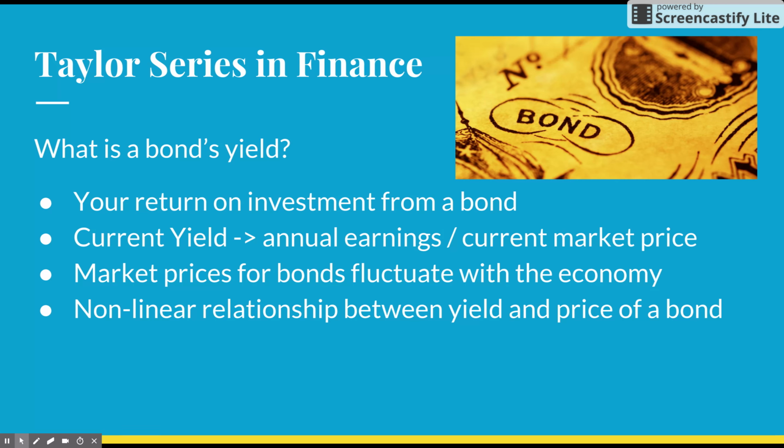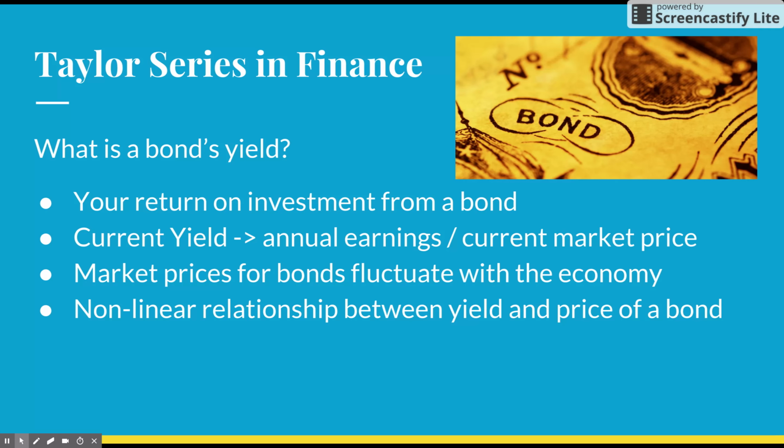So it's basically just like any other investment. You put money into it, someone else holds your money, you get percent earnings or yields off of that. So a bond's yield, as I said, is your return on investment from a bond. And a current yield can be calculated by annual earnings over the current market price. Because with bonds, as you know, the market fluctuates, so does the actual bond price. It's just like with a stock in a company. Say you buy something for $1 one day, the next day it could be $30 a share. It's really kind of fluctuating.